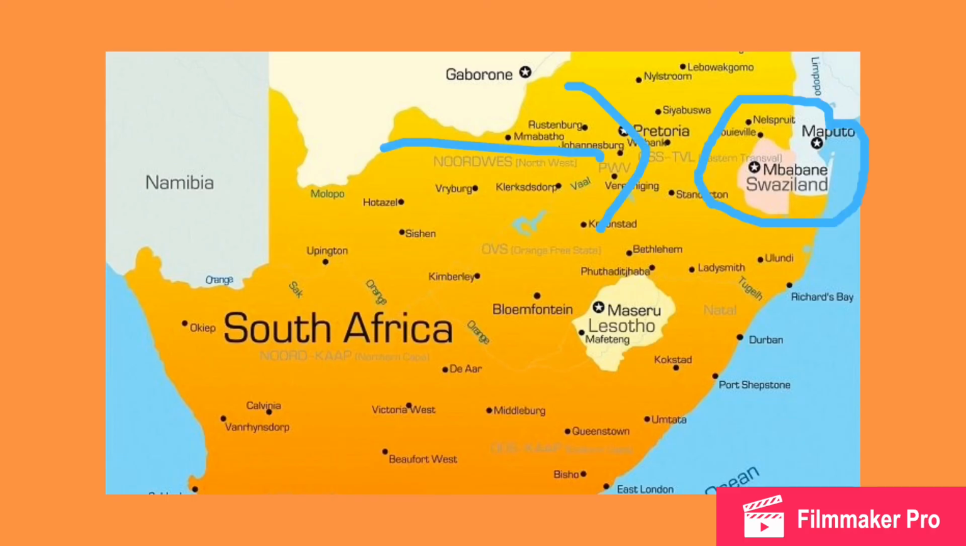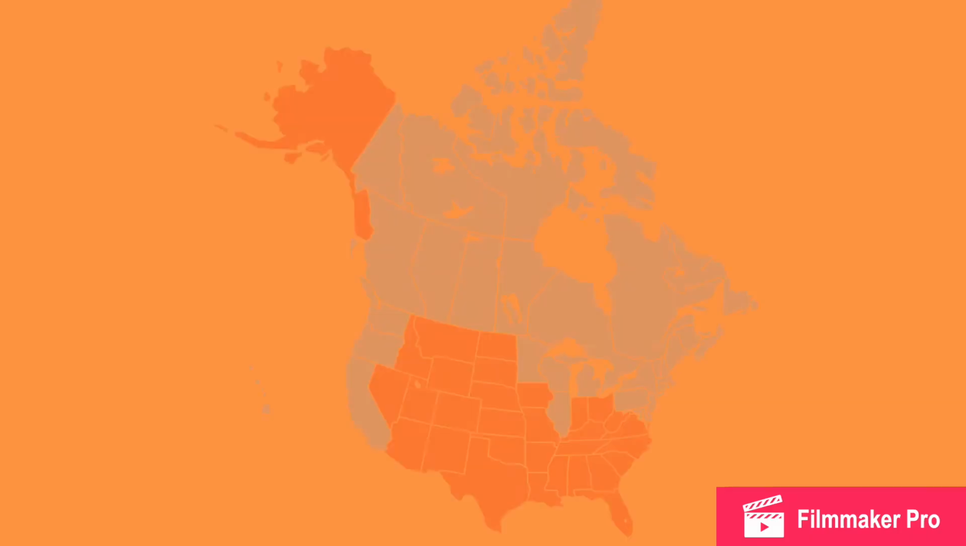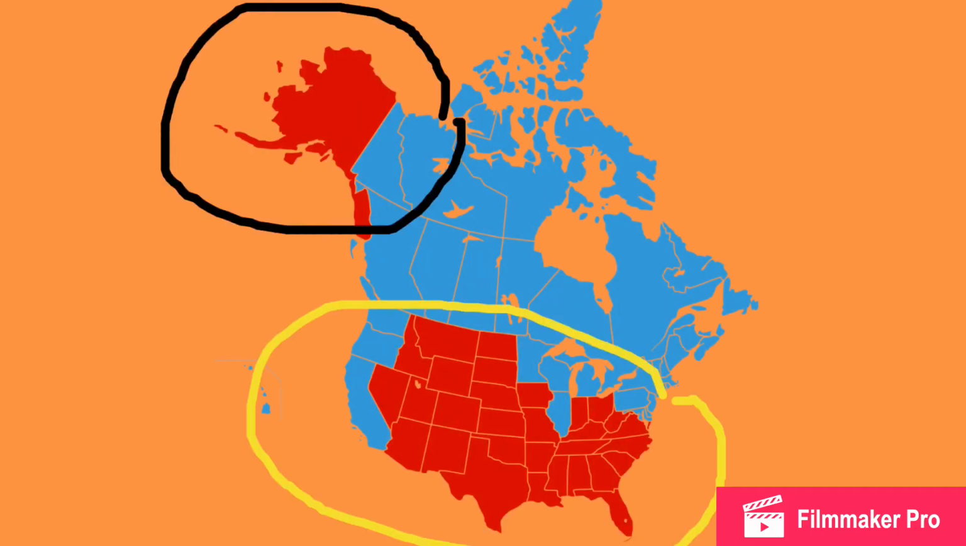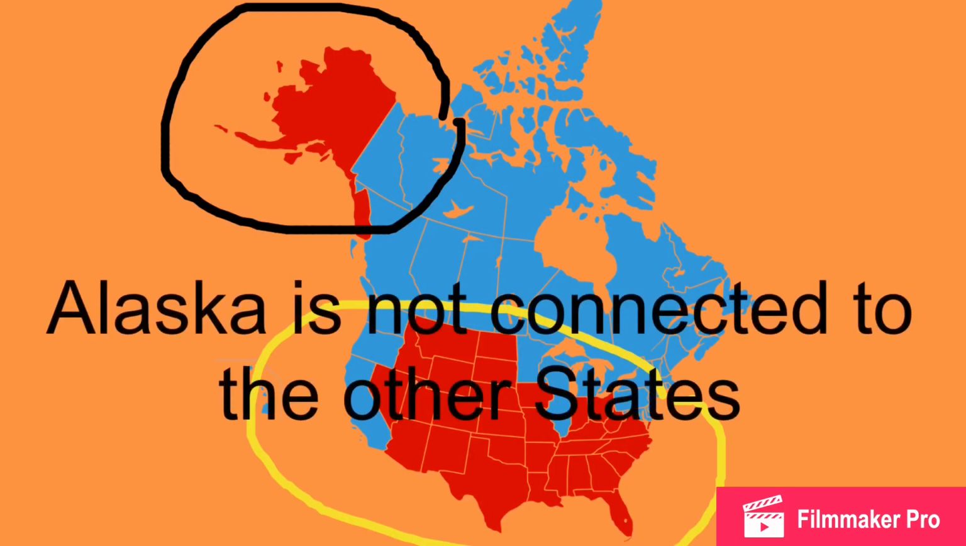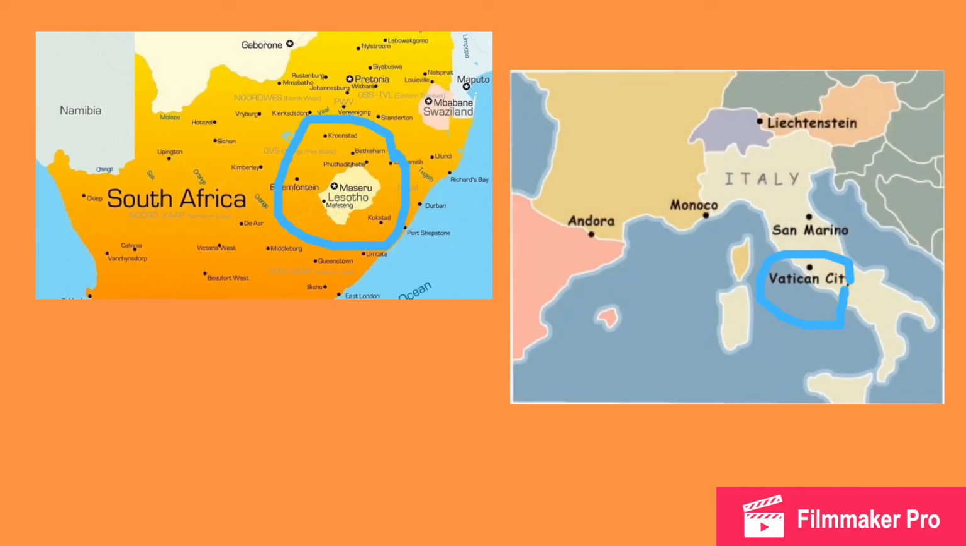Swaziland and also South Africa. So examples of exclaves are Alaska, Kaliningrad, and Libya. And then some examples of enclaves are Lesotho, Vatican City, and San Marino.